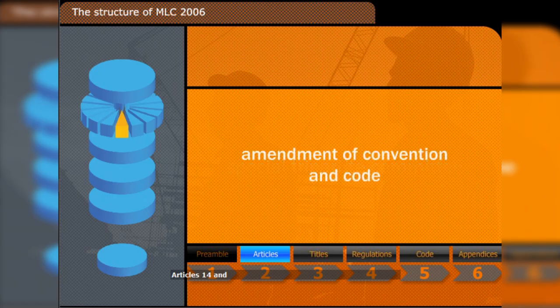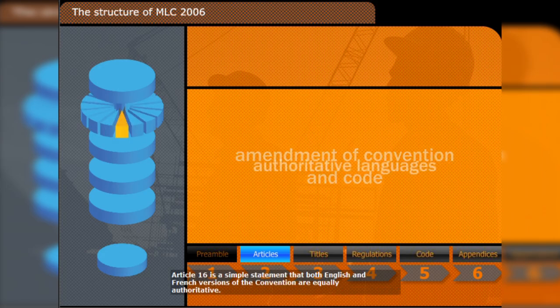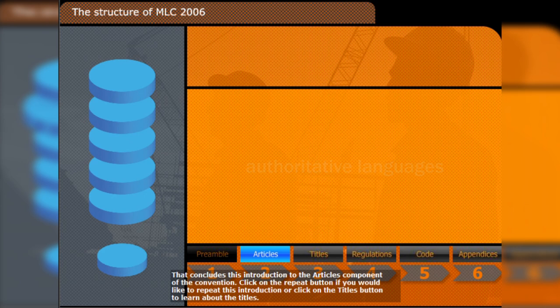Articles 14 and 15 cover the requirements for amending the Convention and the Code. Article 16 is a simple statement that both English and French versions of the Convention are equally authoritative. That concludes this introduction to the Articles component of the Convention.